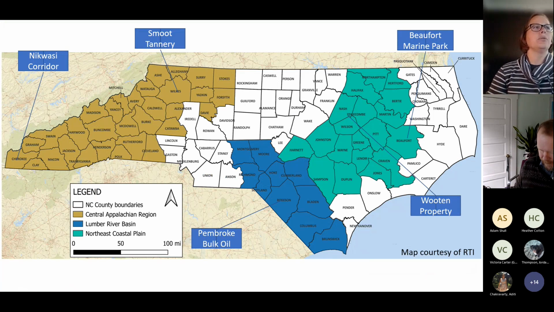So for those of you that are new, the state assessment funds are able to be spent in these 3 regions. These were primarily selected because of their disadvantaged nature. And we had 5 priority sites within these regions. We have started on Smoot Tannery, Beaufort Marine Park, and Pembroke Oil. Unfortunately, we had a property owner who's looking at some other options for Wooten. And in the Niquosi corridor, we may actually be switching properties. We're still looking at that. Again, we had a property owner who was not, as you all know, they can be not so cooperative. So we are working through those issues, but we have started on the Smoot Tannery and those other 3 parcels.